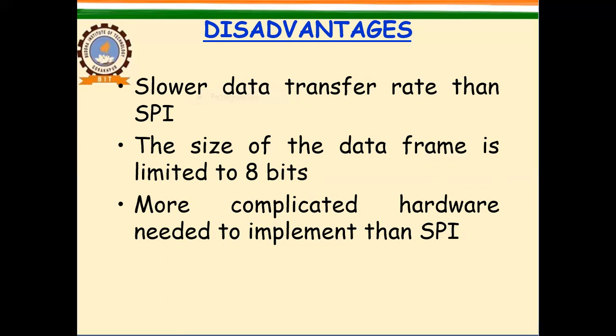The second major disadvantage is the data frame size. The data frame size in the I2C protocol is only 8 bits, which is not very big. You have to divide the data into frames if you are transferring it. So for a larger system, which uses more than 8 bits of data transfer at a single time, I2C is not feasible.